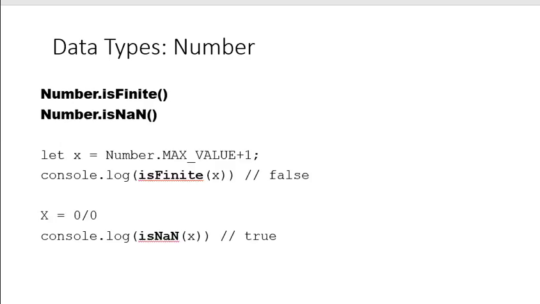Here are two functions which can be used to check validity of values. isFinite returns true if the result is a valid number. It means it is not infinity, negative infinity, or NaN. The isNaN function is used to check whether the value is NaN or not.